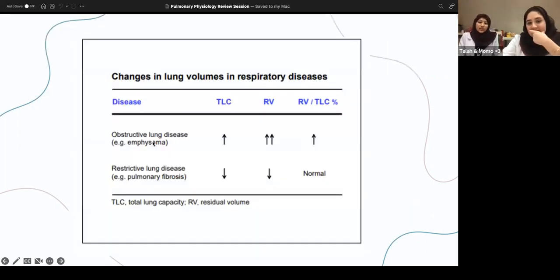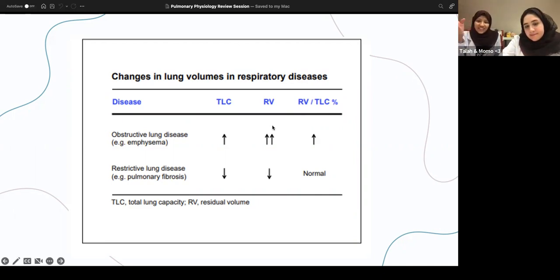Okay, so this is a table that was given in your lecture, and it helps so much in case you get any questions differentiating between obstructive and restrictive. Now, obstructive, again, all the volumes will increase, but the ratio of residual volume to total lung capacity would also increase. But in restrictive, the individual volumes would decrease, but when you put it in a ratio, they would stay normal, because they're proportionally decreased. That's the difference.